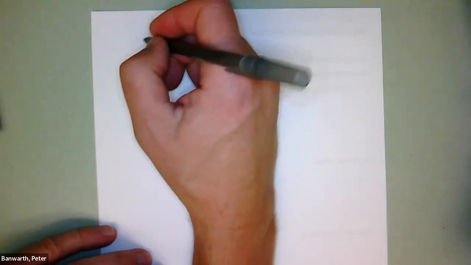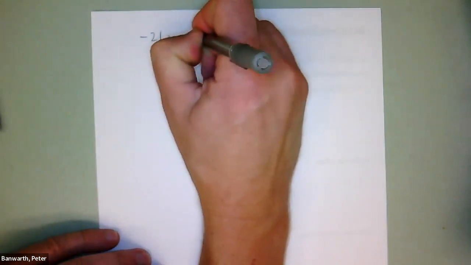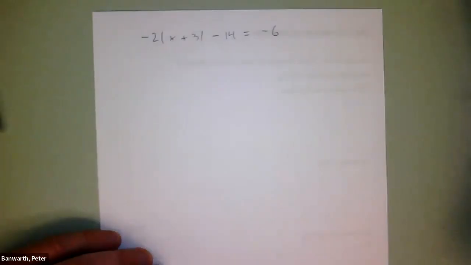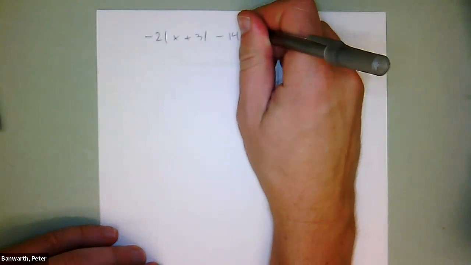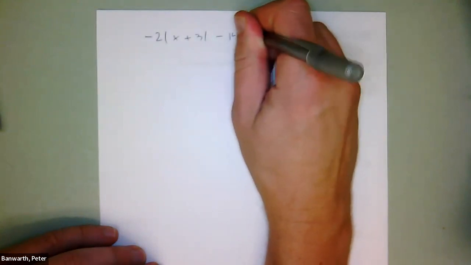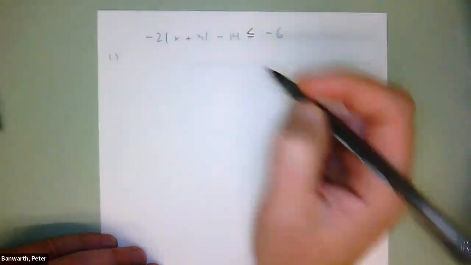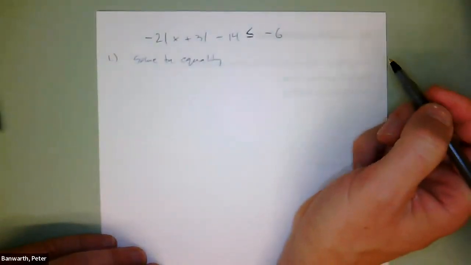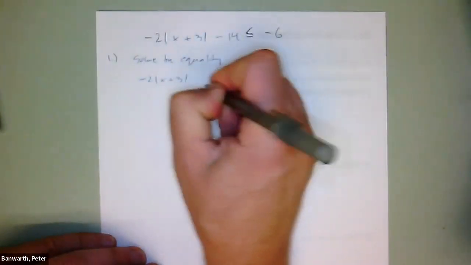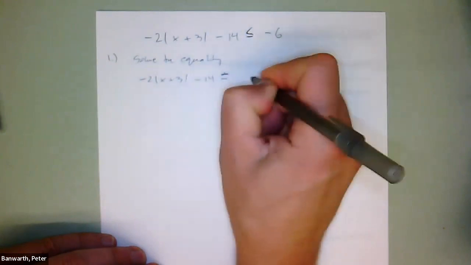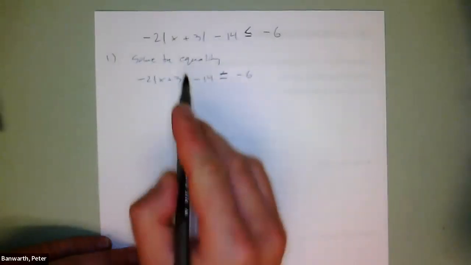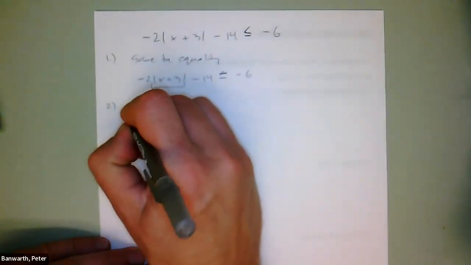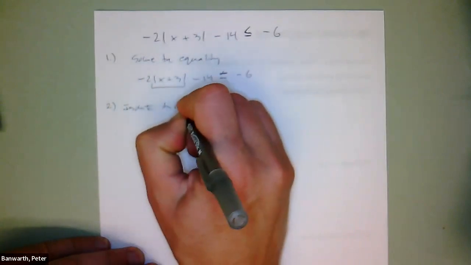All right, if you are given a more complicated absolute value inequality, let's do less than or equal to 6. Step 1 is you first solve the equality. Negative 2 times the absolute value of 2x plus 3, minus 14, equals negative 6. Now you need to isolate the troublesome part. Isolate the absolute value.